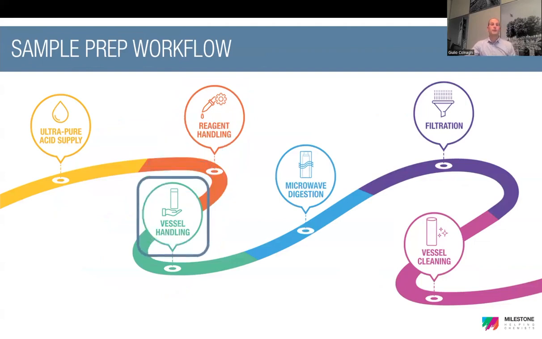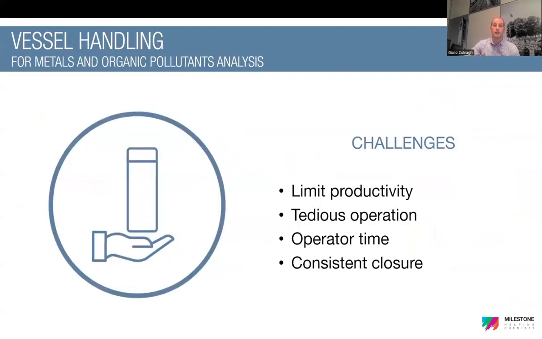Now we move from the reagent handling to the vessel handling. So we have our vessel, we have our sample, and we have inside either the acid or the solvent. So we need to seal the vessel properly. This is another important task, because consistent closure secures consistent results. Plus, it is done manually by the operator, so it is also taking away operator time, and therefore has a direct impact on productivity, and it is also a very tedious operation.